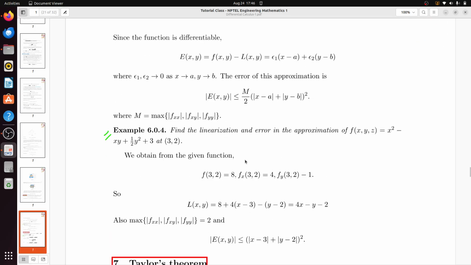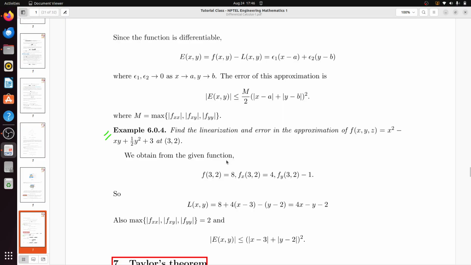Next I will discuss a problem. You need to find the linearization and error in the approximation of f(x,y). There will be no z here, this is a typo. Find the linearization and error in the approximation of f(x,y), which looks like x square minus xy plus half y square plus 3 at (3,2).